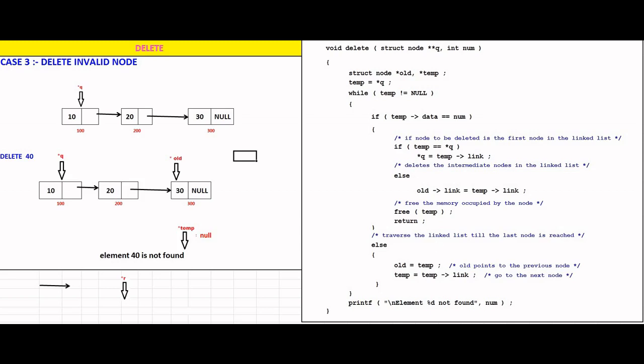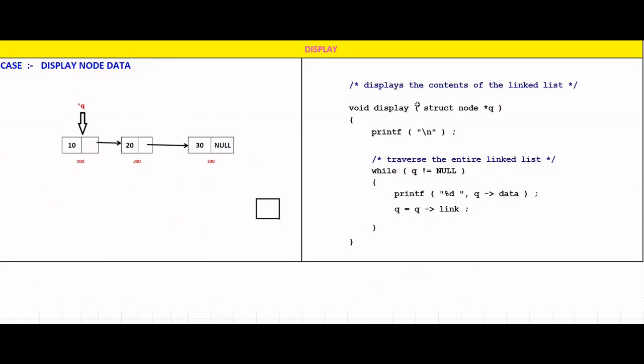Okay, so till now we have seen all the 3 cases of deleting: deleting the first node, deleting an intermediate node, and deleting an invalid node. Till now we have completed 2 operations, insert and delete. Now the next operation is display. So this is the function for the display. What will be the output of this display?